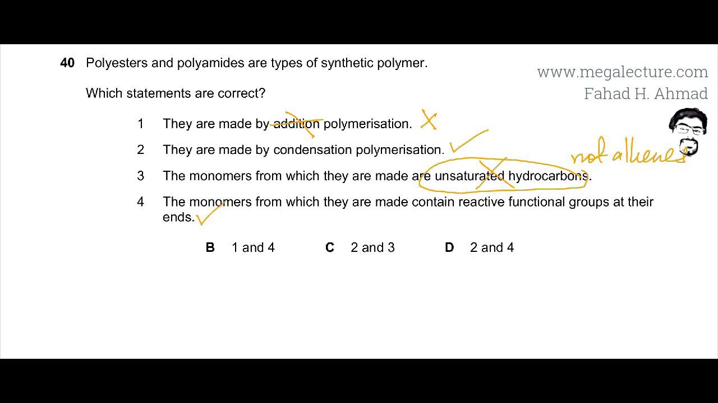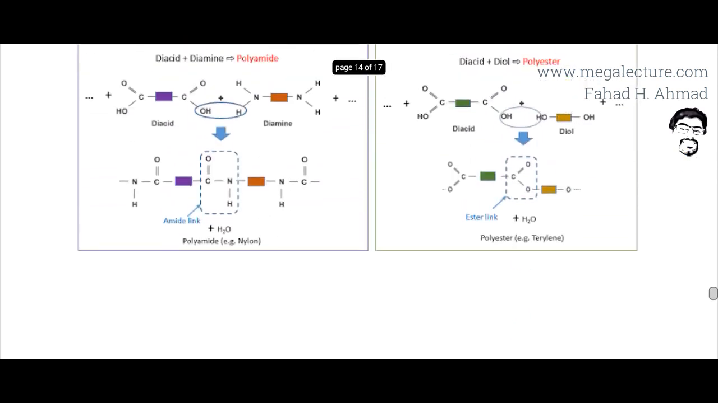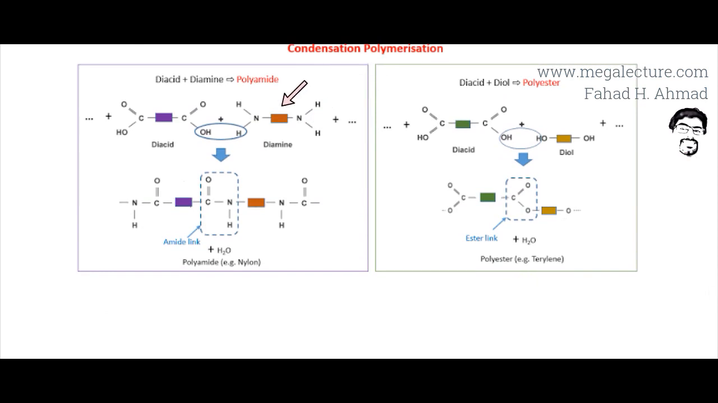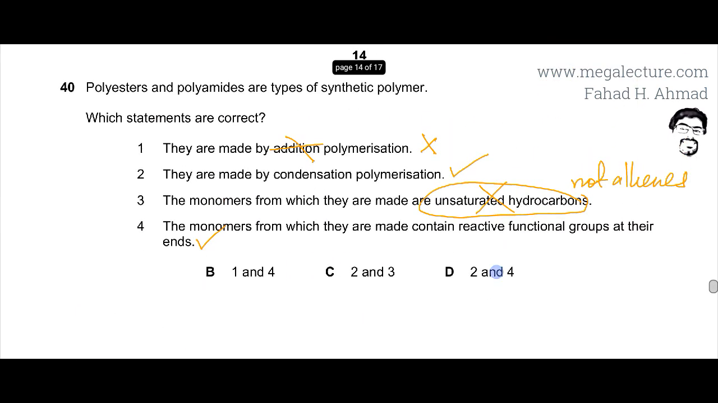If you have a look again at the monomers, amine on both sides, carboxylic acid on both sides. So these are reactive functional groups. So the fourth statement is also correct. So you have the second statement which is correct, they're condensation polymers, and the fourth statement which is correct, that they contain reactive functional groups. So 2 and 4 are going to be correct. Option number 2 and option number 4.